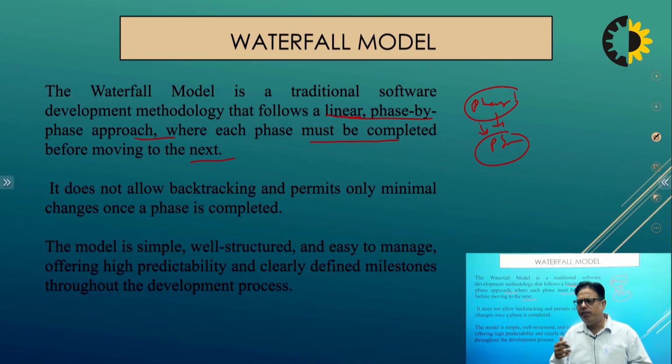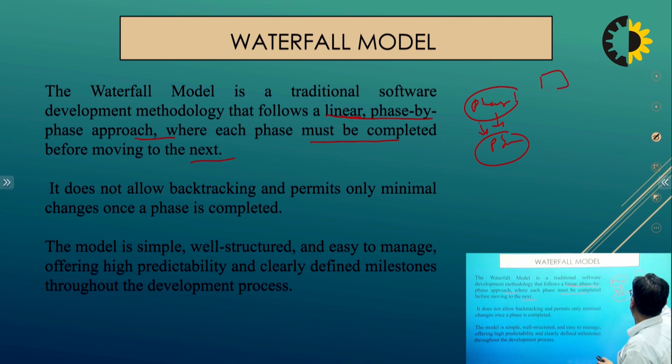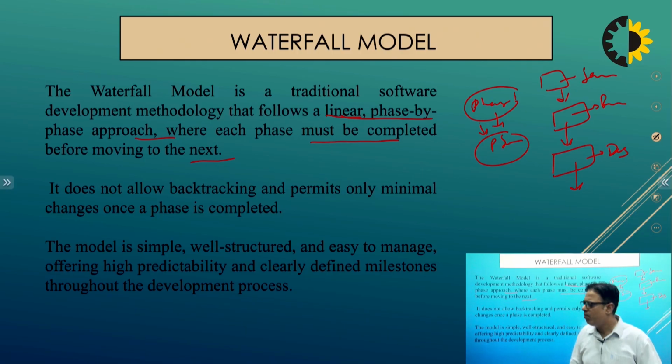So we need to complete phase 1, and then we use phase 2. The first phase is the feasibility study. After completion of the feasibility study, we do the requirement analysis. After completion of requirement analysis, we do the designing phase. So it is a sequential and linear phase by phase completion process. It does not allow backtracking and permits only minimum changes once a phase is completed, because there is no feedback facility available in the waterfall model. This model is simple, well structured and easy to manage, offering high predictability and clearly defined milestones.